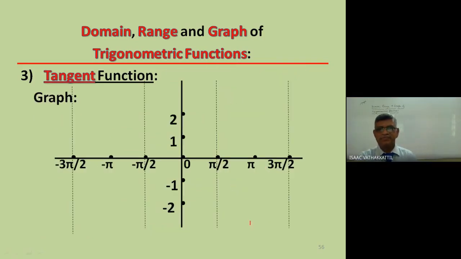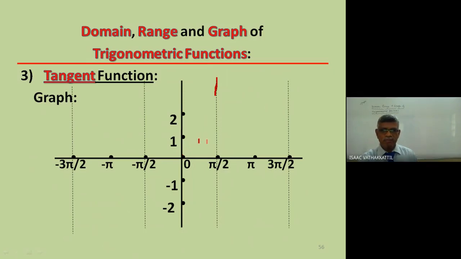How about the graph? Remember, it is not defined at pi by 2, not defined at 3 pi by 2. That is why I put these dotted fencing lines at pi by 2, 3 pi by 2, minus pi by 2 and minus 3 pi by 2. The graph should not cross over this fencing. There is no tan function defined for pi by 2, 3 pi by 2 or odd multiples of pi by 2. Now the values, tan 0 is 0, tan pi by 4 is 1, right?